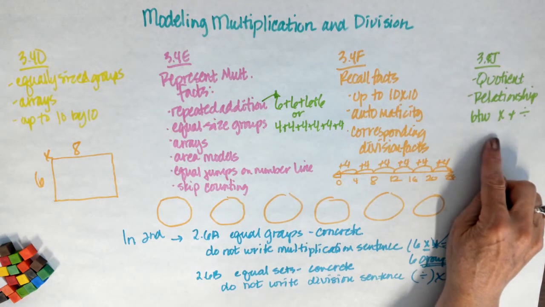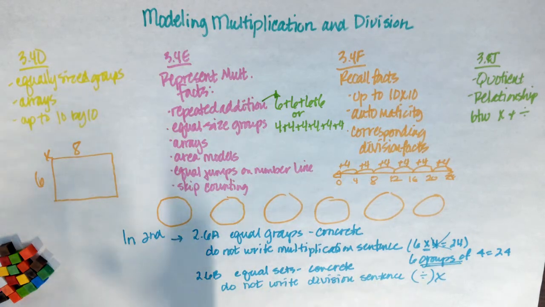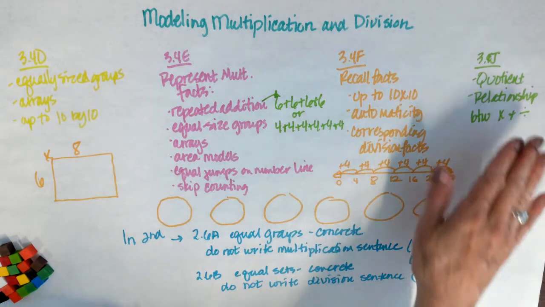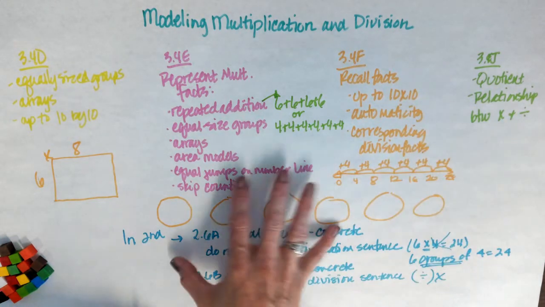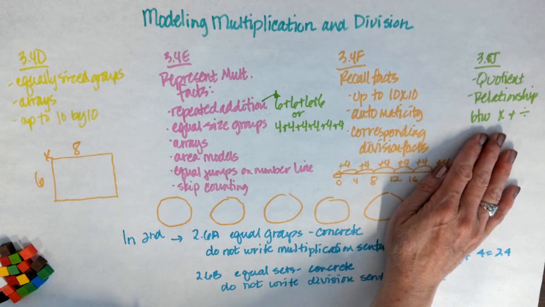Okay, 3.4J, I'm going to point you back to 2.6B. Students learned the relationship in second grade between multiplication and division. They just learned it through equal groups. So they understand already how these two things are related. They have not done it with symbols.